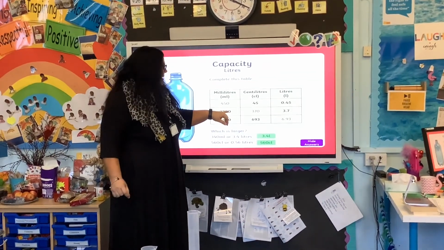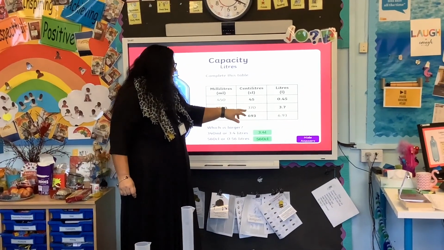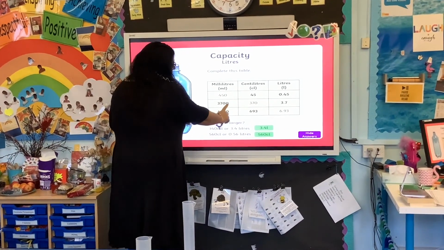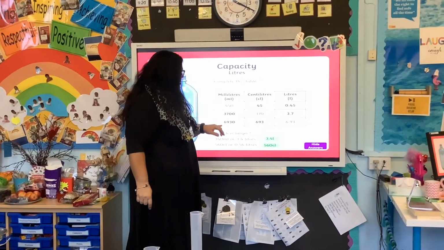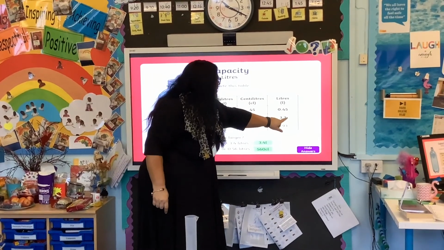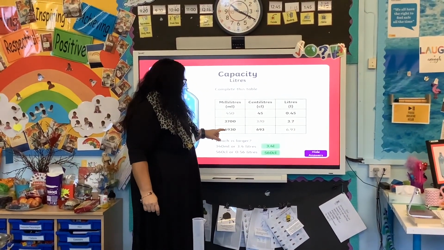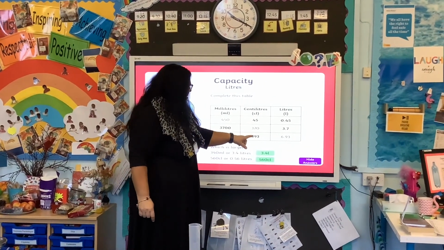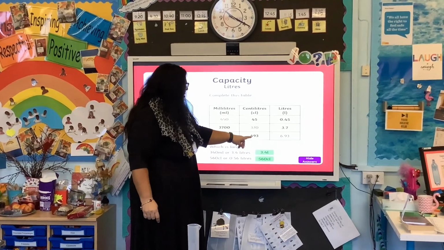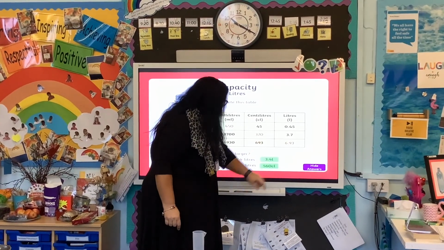3,700 millilitres is 370 centilitres. Now you might start noticing the pattern here with the zeros that might help you. So that equals 3.7 litres. Then we've got 6,930 millilitres. The centilitre is 693. And the litres is 6.93.